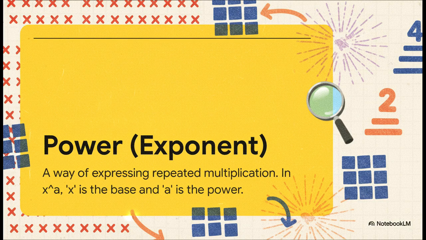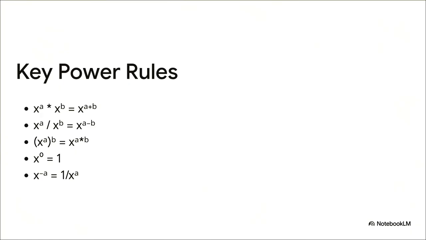When you see something like x to the power of a, that x on the bottom is our base, and the little a up top, that's the power, or the exponent. It's just telling you, hey, multiply the base by itself this many times. Simple as that. Now these 5 rules right here, this is your power toolkit.